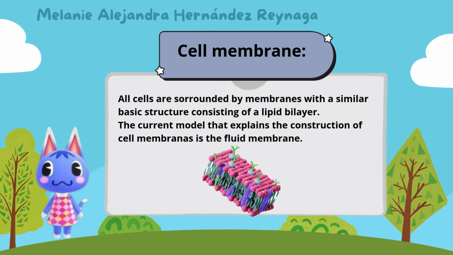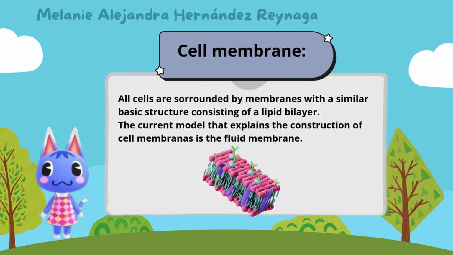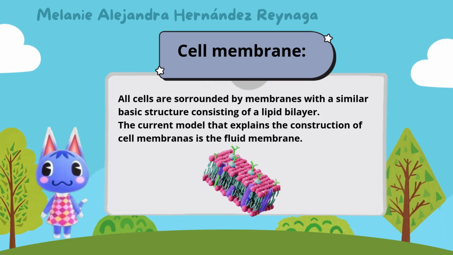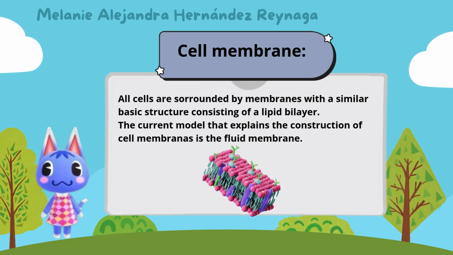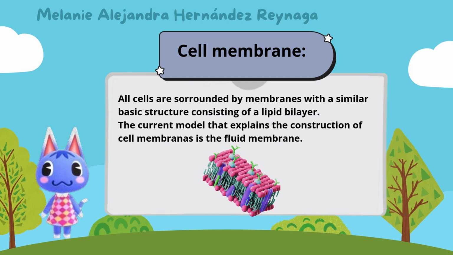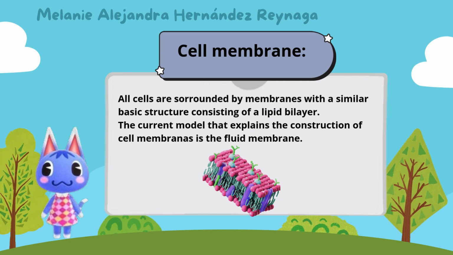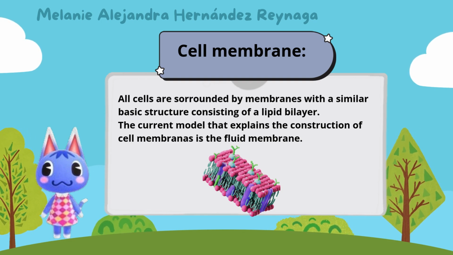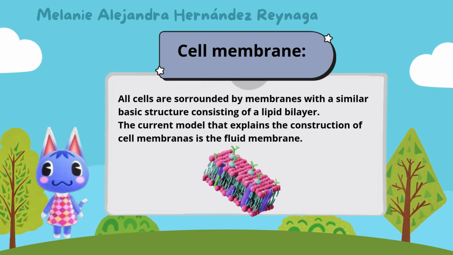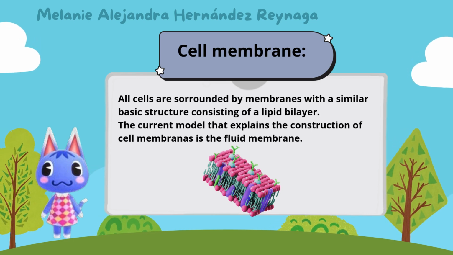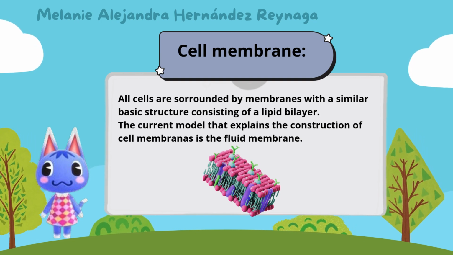First of all, the cell membrane. All cells are surrounded by membranes with a similar basic structure consisting of a lipid bilayer with proteins attached. The current model that explains the construction of cell membranes is the fluid mosaic model. The fluid mosaic model considers the cell membrane a double layer of compacted phospholipid molecules with various proteins embedded to form a mosaic.